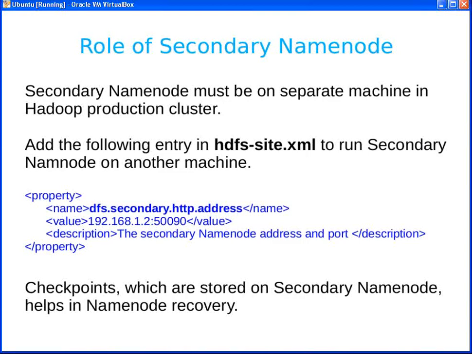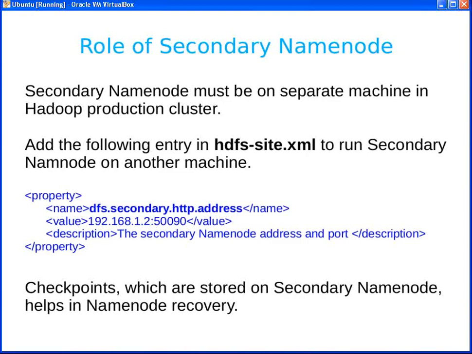So in a production environment, your secondary name node should always be running on a separate machine, so that even if your name node is physically down, we should have the backup of metadata available on some other machine, with the help of which we can recover our name node. By default, the secondary name node runs on the same machine on which name node is running. But we can change the settings and we can run it on a separate machine as well. So this is the setting. Add the following entry in hdfs site.xml to run secondary name node on another machine.